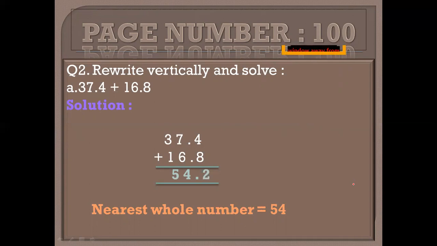Rounding to the whole number means after the decimal we check whether the number on the tenths place is 5 or greater than 5 or less than 5. If the number on the tenths place is less than 5, then the whole number will be unchanged. Only we remove the decimal part. If the number is equal to 5 on the tenths place, then the whole number will increase by 1.